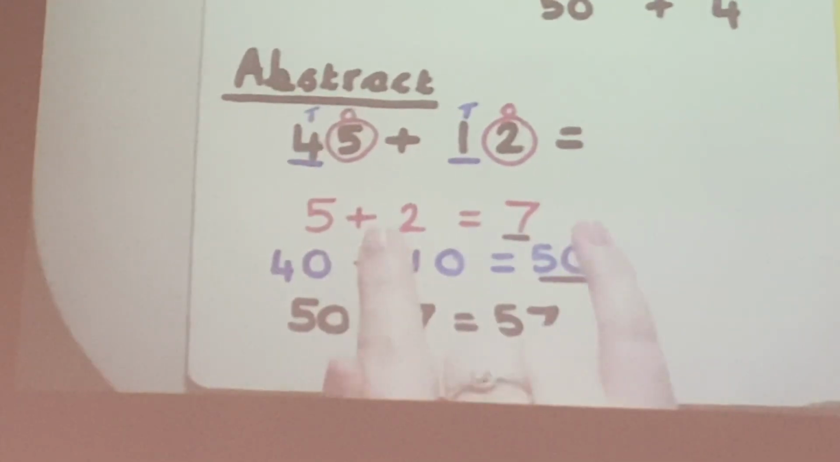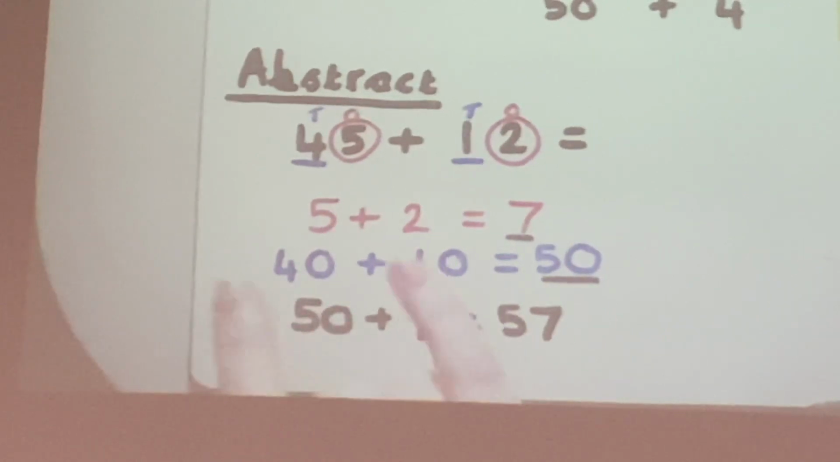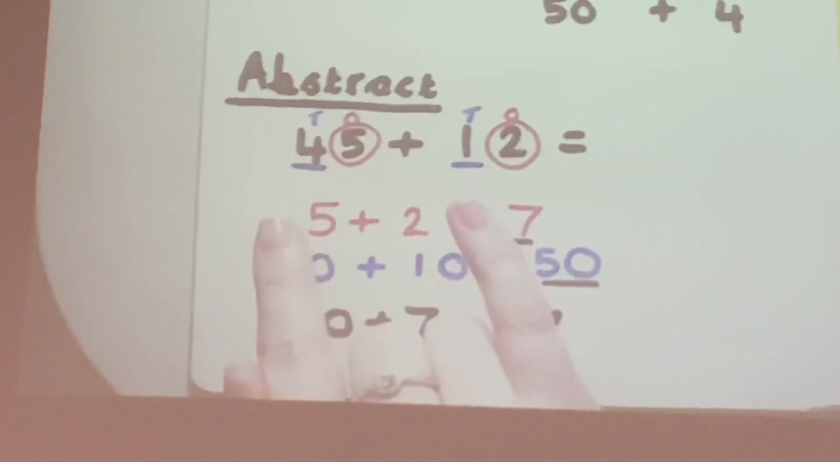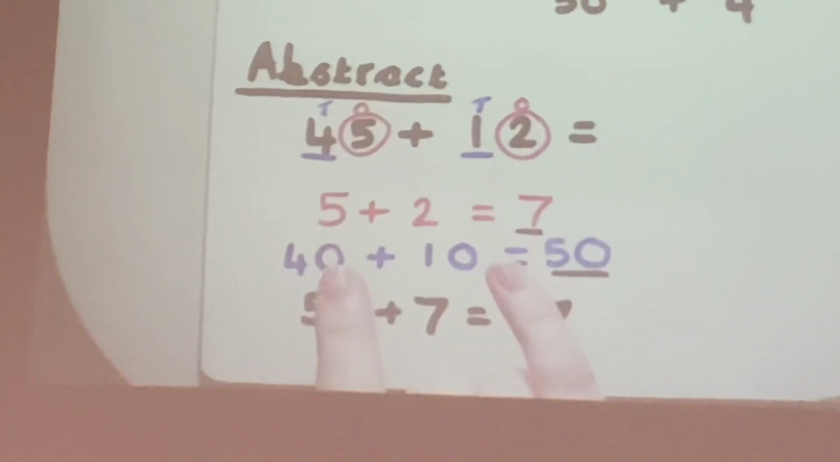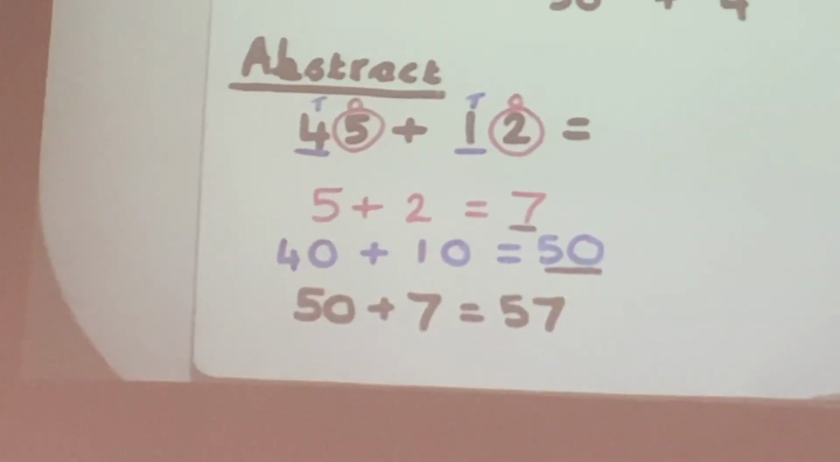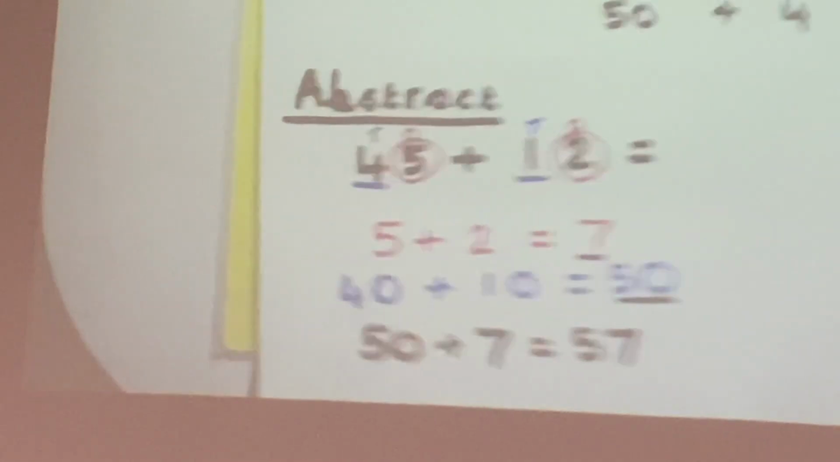That means they need to add the ones together, 5 and 2 making 7. We underline the tens number just to make sure they really know the difference between their tens and ones, adding the tens together and then adding the 2 totals together to find their answer. So that would be abstract in year 2.